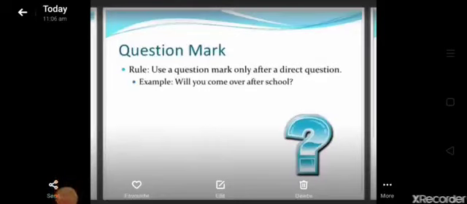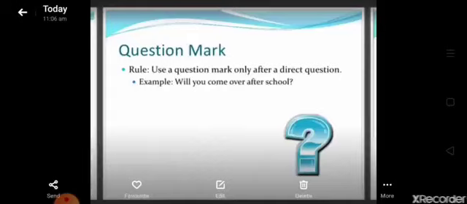A question mark is used at the end of interrogative sentences. For example, are you coming to the party tomorrow? Why are you upset? A question mark is a punctuation symbol placed at the end of a sentence or phrase to indicate a direct question, as in, she asked, are you coming tomorrow?